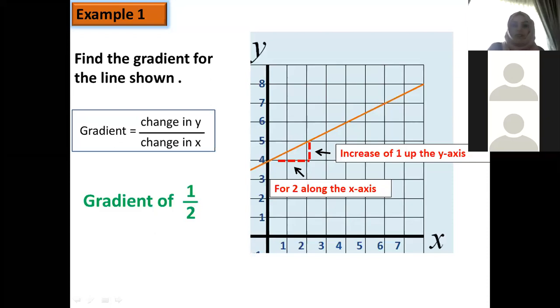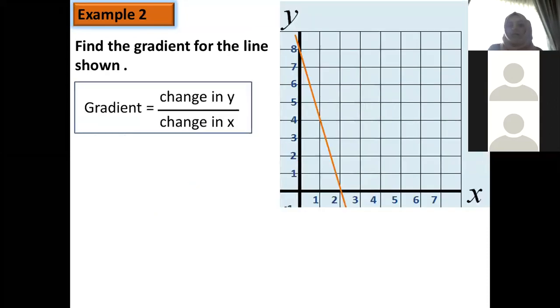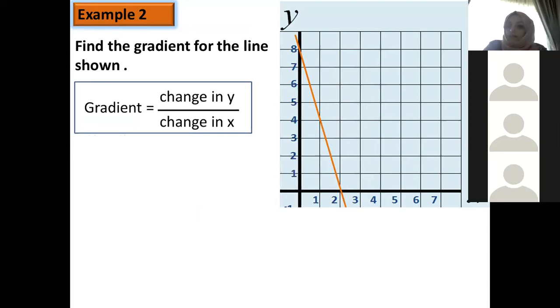Yeah, here's another line. Let's find the gradient. And I will select the 2 points that we have. Oh, who wants to help me? Choose any 2 points, and let's start the calculations. Akram. Come on Akram. Teacher, 8 and 0.